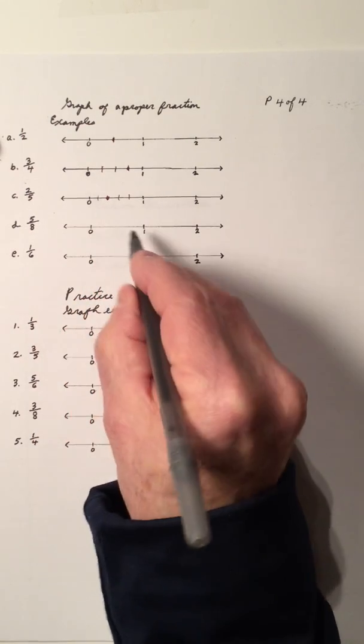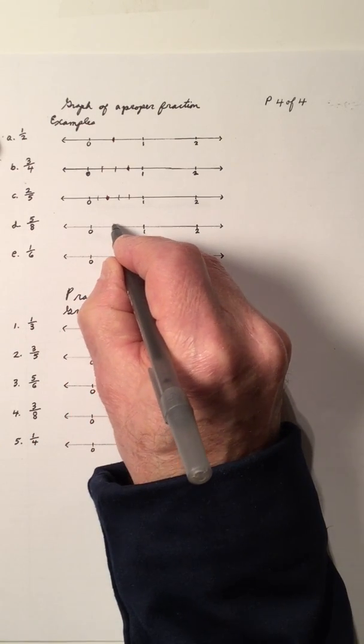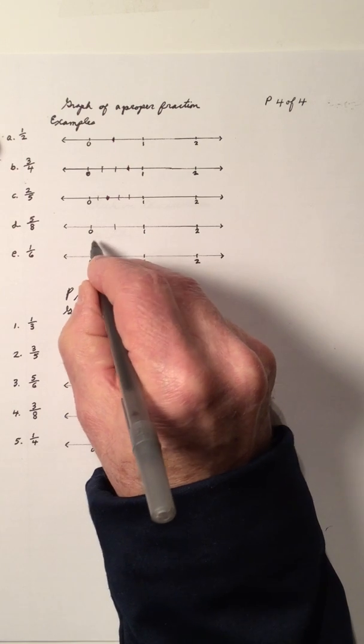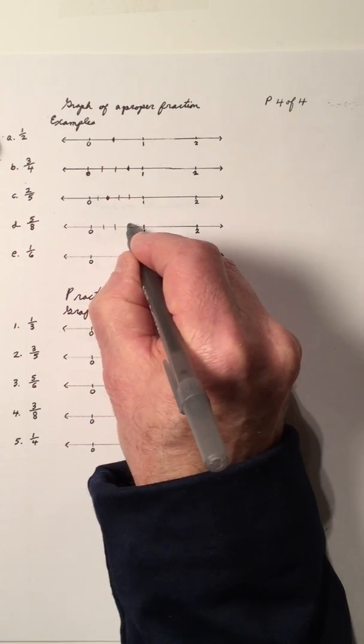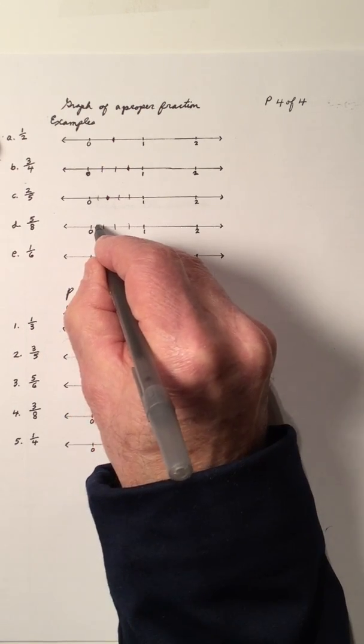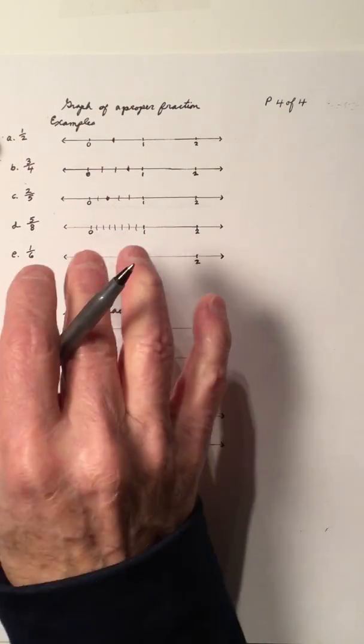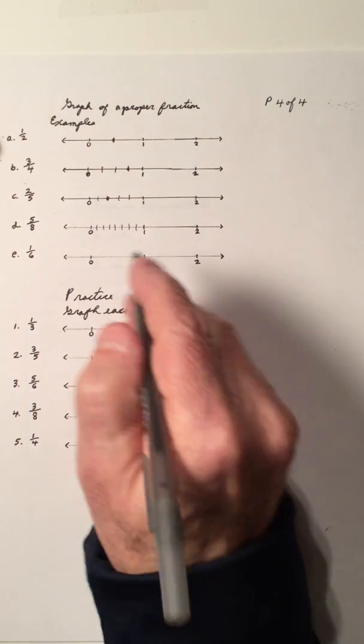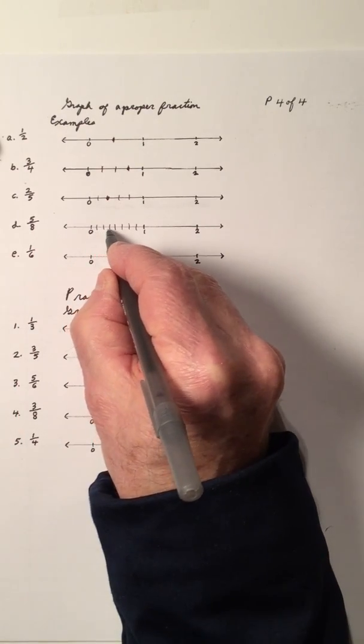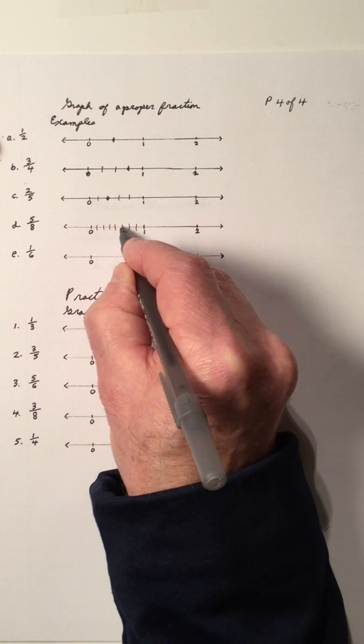5/8, I divide into 8 pieces. So let's do this. 8 is even. So there's a half, there's a quarter, and now I divide those pieces in halves again, and I get 8 pieces. So go 2, then divide 4 to 8. I have 5 out of 8. 1, 2, 3, 4, 5. There's 5/8.